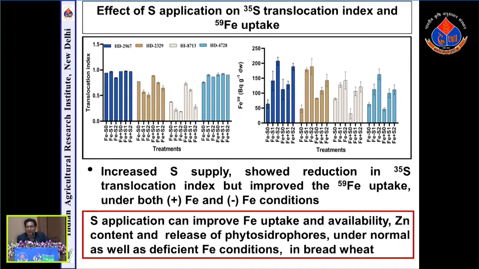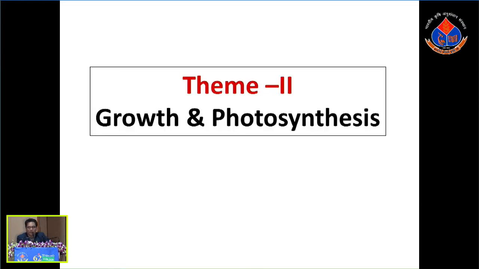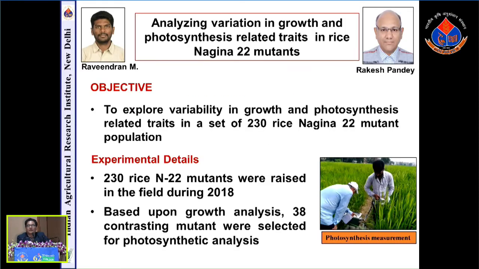The next thematic area was growth and photosynthesis. Here Ravindran has done his MSc program under the guidance of Dr. Rakesh Pandey, and the objective of this work was to explore the variability in growth and photosynthesis related traits in the set of 230 rice Nagina 22 mutant population.